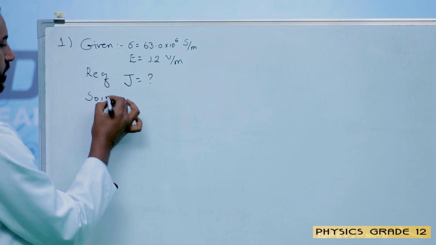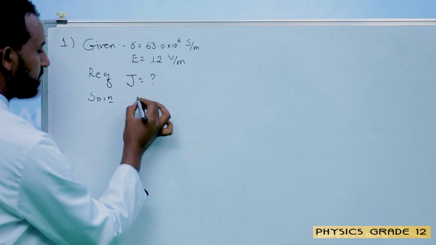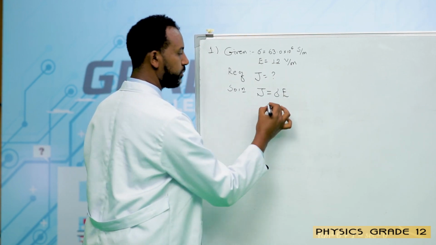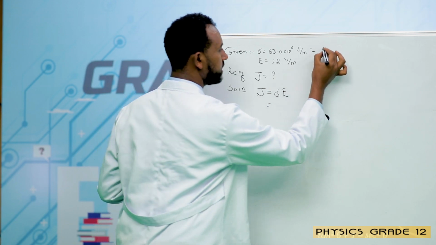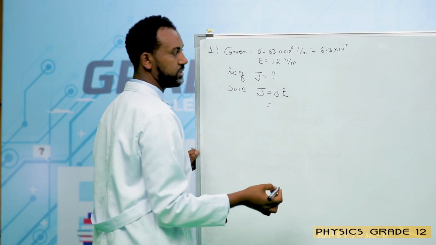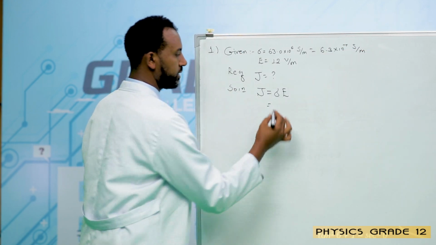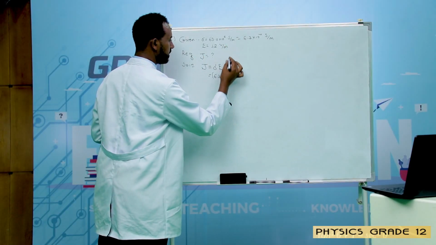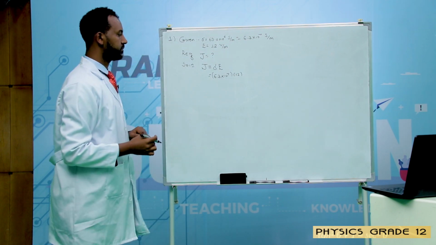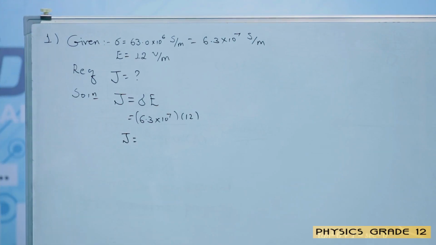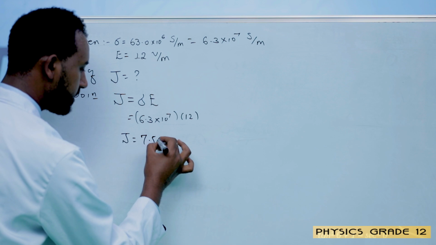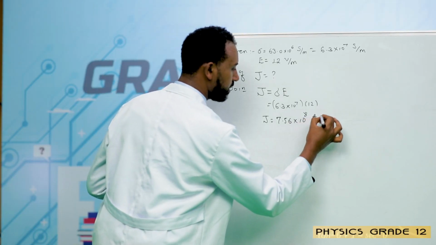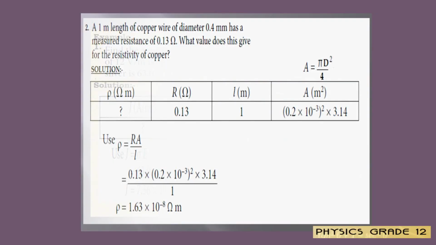Therefore, your solution will be from Ohm's law: current density can be represented as sigma times E. When you substitute this, sigma is 6.3 times 10 to the power of 7 Siemens per meter. Therefore, at last, we can find the current density to be 7.56 times 10 to the power of 8. The unit of electric current density is ampere per meter square. I hope you have tried this.